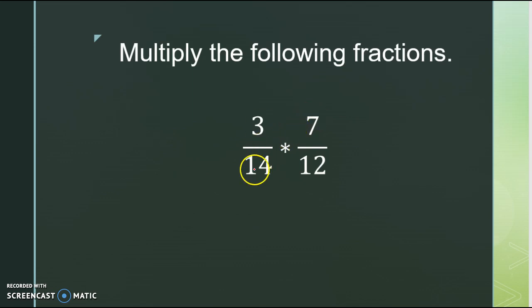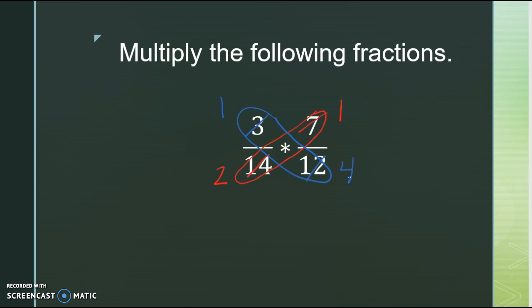So again, I'm going to look at my diagonal numbers. Here I see 7 and 14. Both of those can be divided by 7. 7 divided by 7 gives me 1. 14 divided by 7 gives me 2. Then I'm going to look at my other set of diagonals, 3 and 12. And they also have a common factor of 3. So 3 divided by 3 gives me 1. 12 divided by 3 gives me 4.